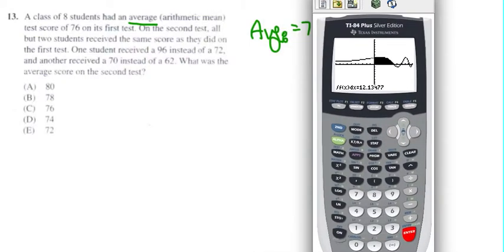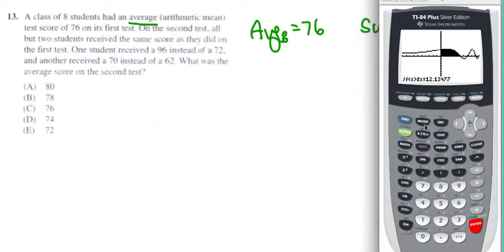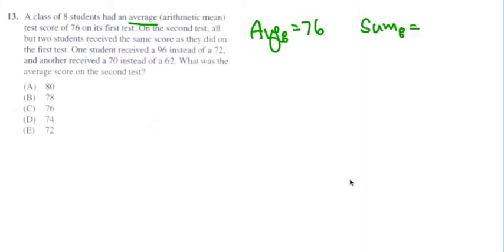Number 13. The class of 8 students has an average of 76. Whenever you see the word average, we can always refer to the sum. So, average of 8 students is equal to 76. Then what is the sum of those 8 students? We just have to multiply those two. 76 times 8. We get 608.